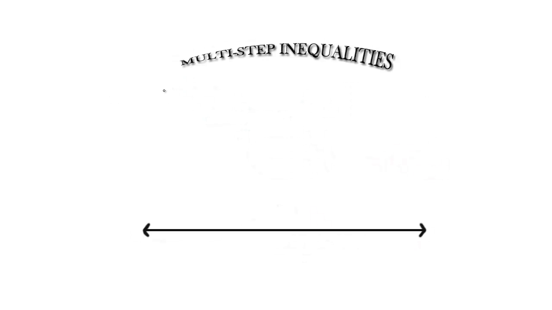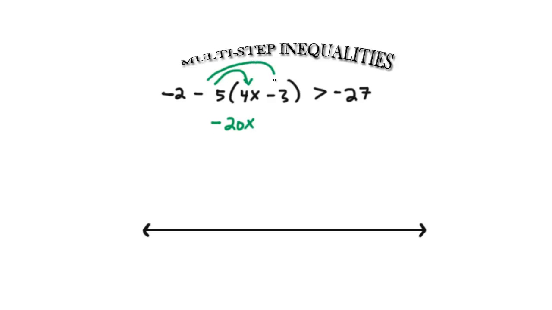Alright, let's take a look at this one here. We have negative 2 minus 5 in parentheses 4x minus 3 close parentheses greater than negative 27. So we have a lot going on, but that's okay. The first thing we want to do is distribute this negative 5 into the 4x. So when we multiply these two, we're going to get negative 20x. Let's do the same thing. Let's do the negative 5 times the negative 3. We're going to get positive 15. And everything else stays the same. So let's bring that one down. And let's bring this one here.